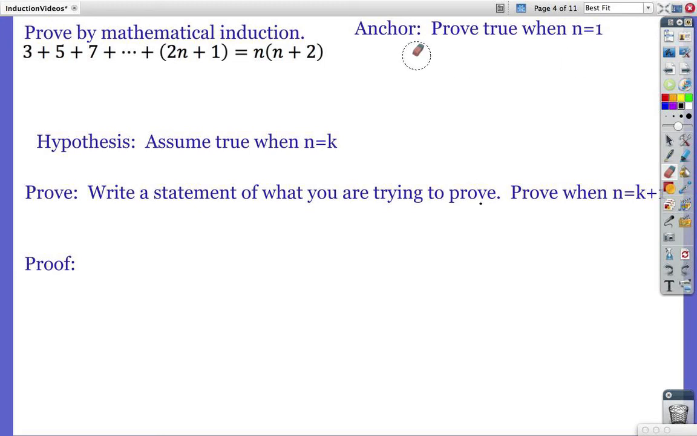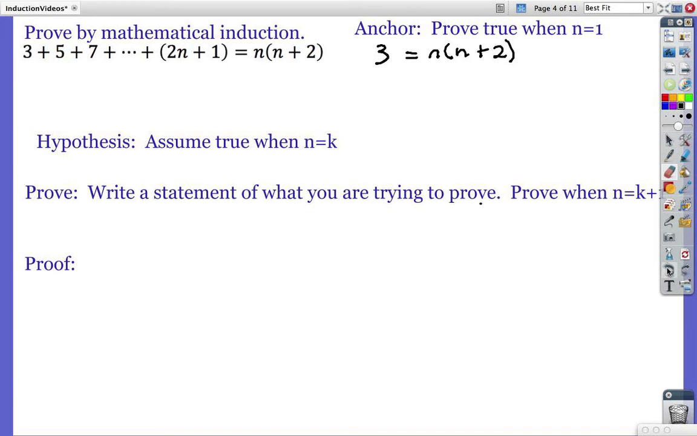So the first part is we need to prove the anchor, that is to prove that this statement is true when n equals 1. So on the left side, we would just get the number 3. When n equals 1, that just means really the first term. So the value of the first term is 3. The little dot dot dot in the original problem means that that side is expandable or contractible. So we will only use the first term.